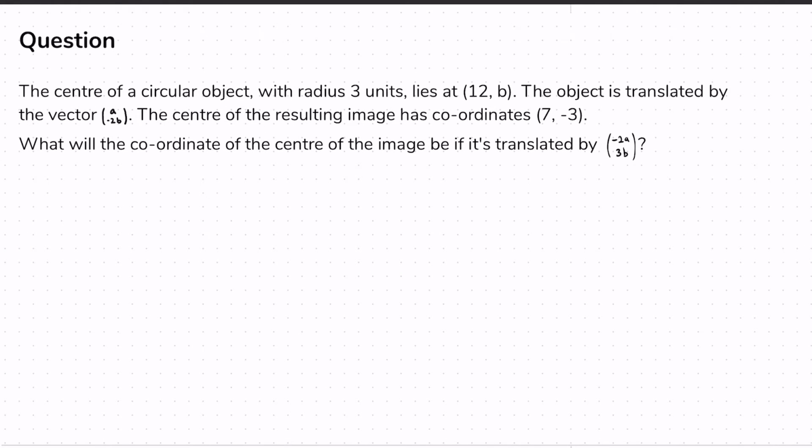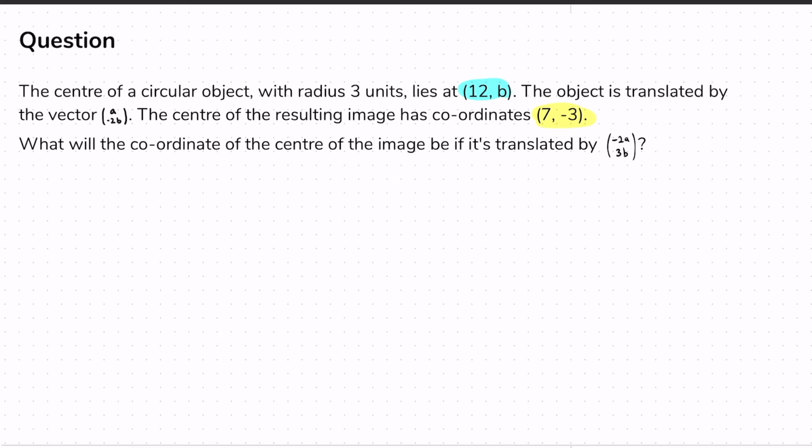In this next question, we have a couple of things that are really important here. One of them is that we've got two coordinates, an initial coordinate and a final coordinate. And then we have, what would the coordinate be? Well, then we have this other one down the bottom, right? This minus 2a, 3b. So how do I find a and b?